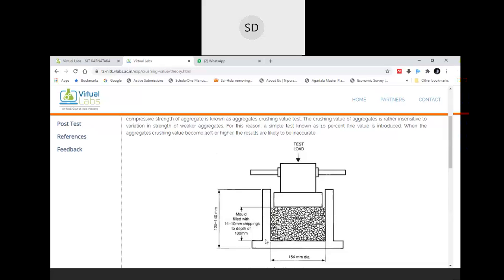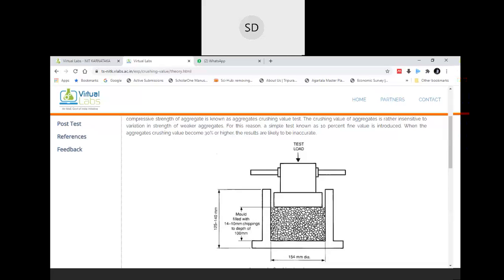So basically, that is your crushing mold, and that mold is 125 to 140 mm in height with a 154 mm diameter. In that mold, you have to fill the aggregate. Filling the aggregate is done in a three-layer system where you put one layer and compact that layer with a rammer, then again another layer, then again the final layer. In this way, you have to fill the mold.